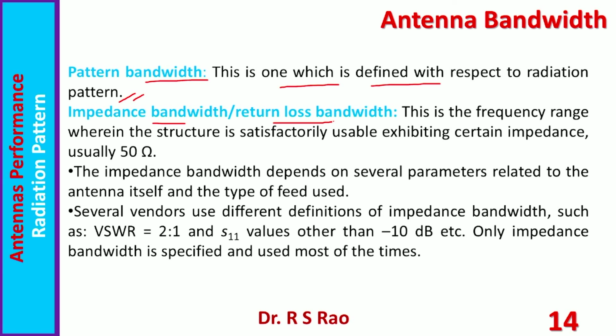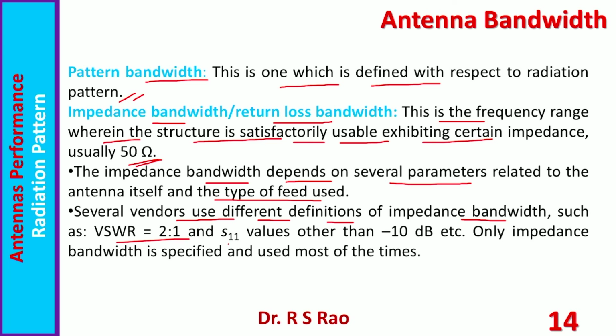Impedance bandwidth or return loss bandwidth is the frequency range wherein the structure is satisfactorily usable, exhibiting a certain impedance, usually 50 ohms. Impedance bandwidth depends on several parameters related to the antenna itself and the type of feed used. Several vendors use different definitions of impedance bandwidth, such as VSWR equal to 2:1, or S11 scattering parameter values other than minus 10 dB, etc. Most of the time, only impedance bandwidth is specified and used.